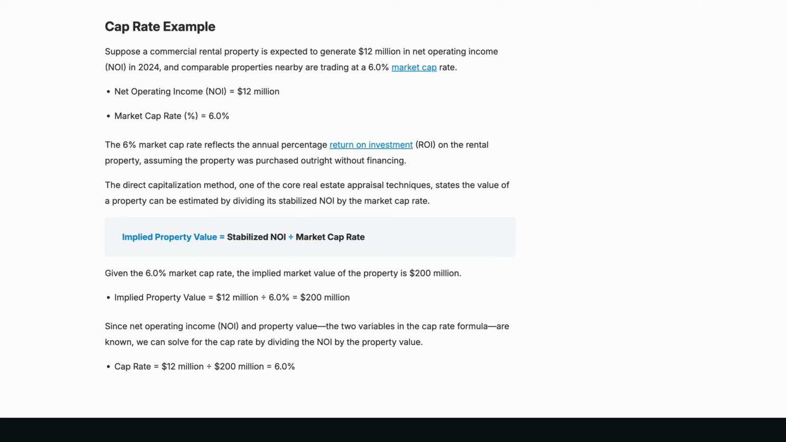So now you can compute cap rate, you can compute implied property value, and you can even compute the market cap rate. This is how you can compute it, and you can try again with your own practical examples, which will give you more sense to understand cap rate in detail.